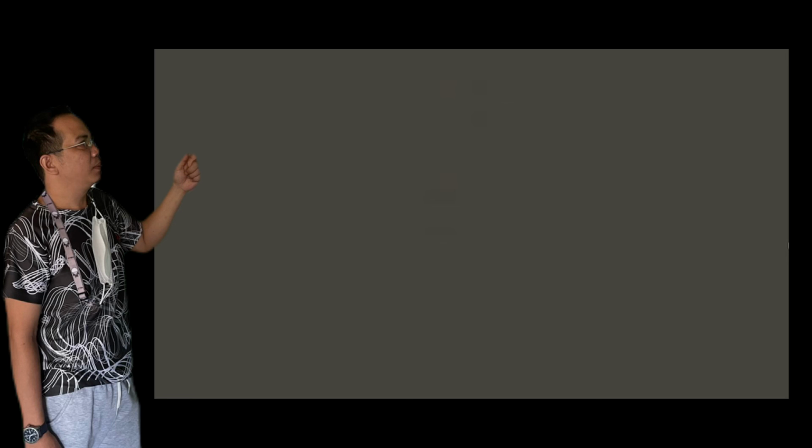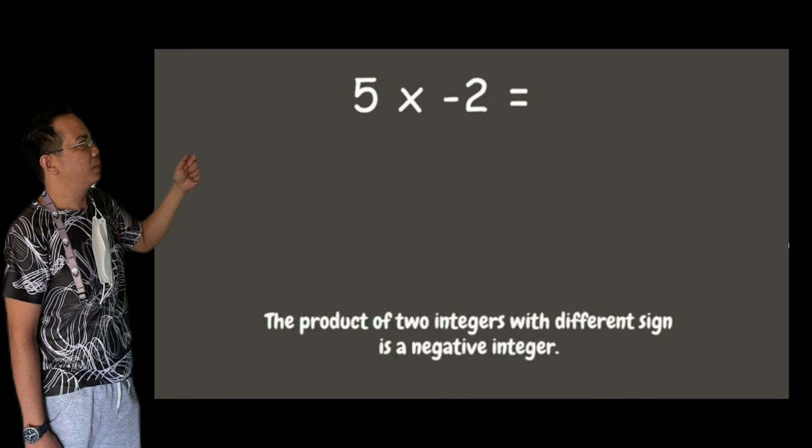We have our first one, which is positive 5 times negative 2. Again, we need to remember that when we are multiplying two integers with different sign, the answer must be a negative integer. So let's multiply. 5 times 2 is 10. And since they have different sign, the answer is negative 10. Next one, we have negative 7 times positive 4. 7 times 4 is 28. And since the factors have different sign, the answer is negative.